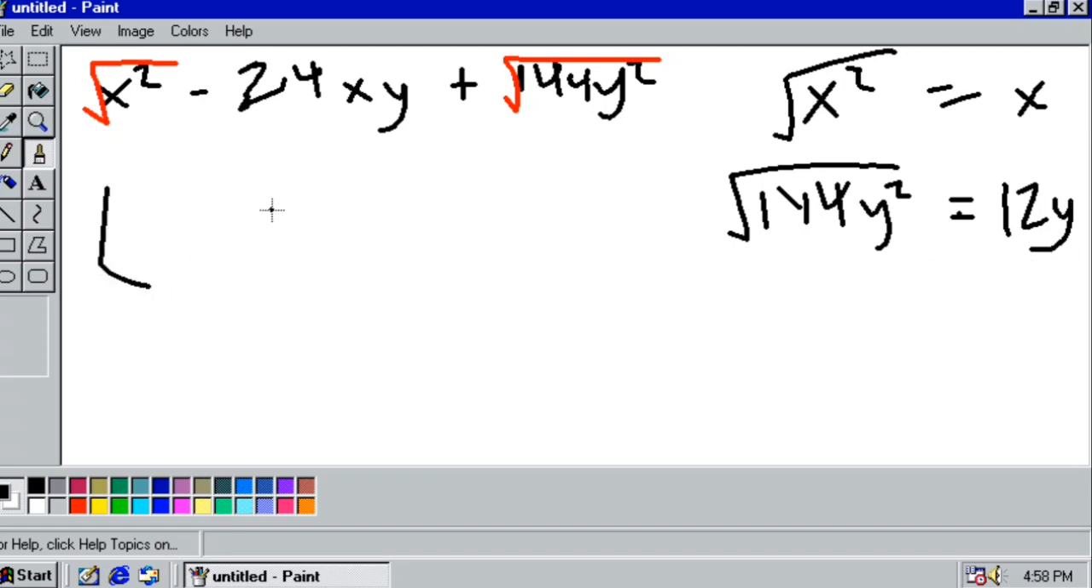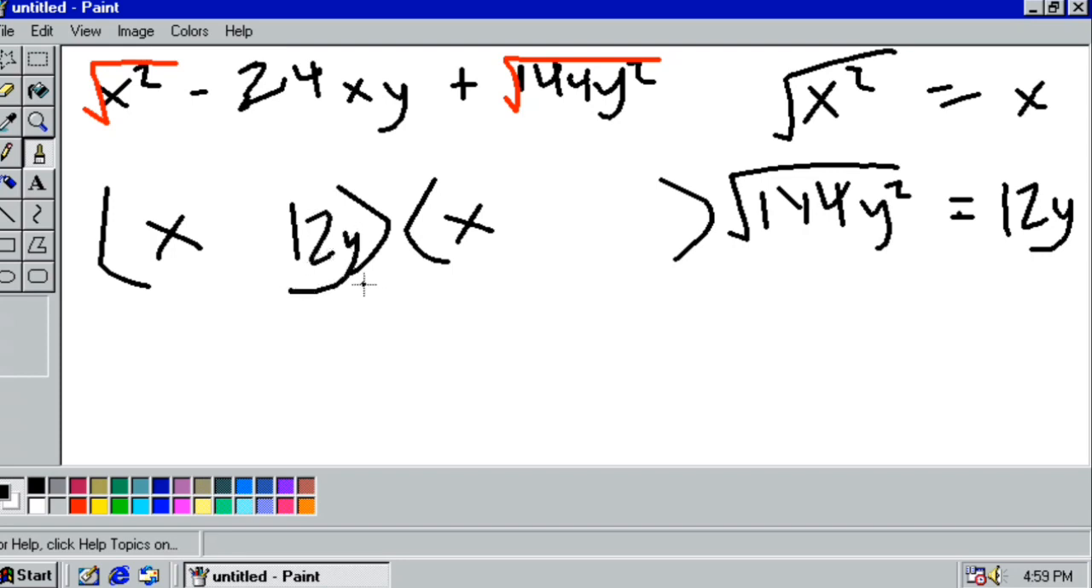So just like that, set up two parentheses. So put the first term x on both, and this second term 12y. Now what sign are we gonna use for this one? Since we have a minus here, so we're gonna use minus on both. So this is the final answer for this equation.